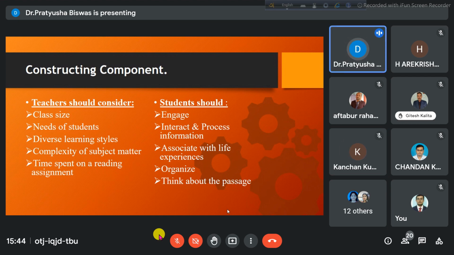Students should engage. You can read that also, Kanchan. Students should engage, interact, and process information, associate with life experiences, organize, and think about the passage.